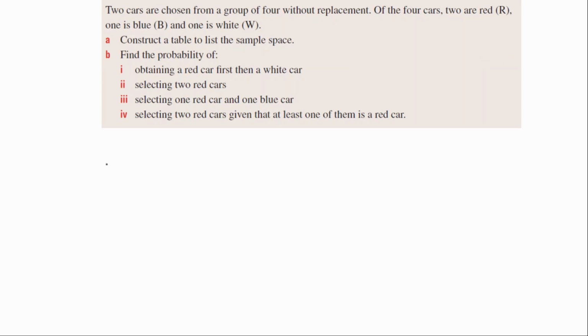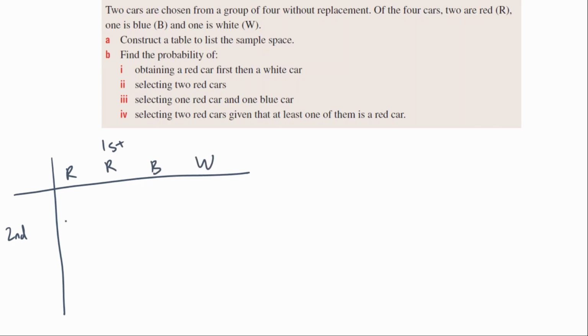So first step is to create an array. First pick up the top, second at the bottom. I have something like that. And it says of the 4 cars, 2 are red, so our options are red, red, 1 is blue, and the other is white. Same thing going down as well: red, red, blue, and white.